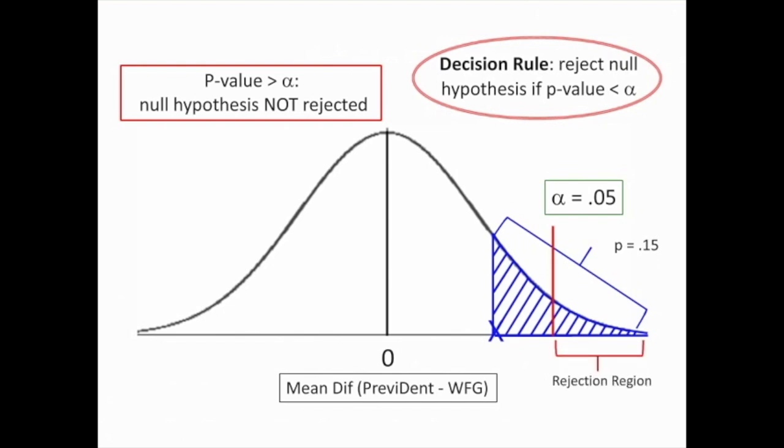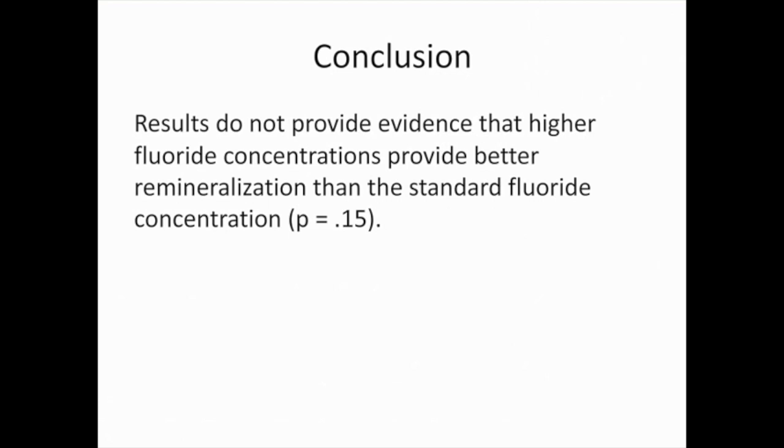Looking at where the test result falls on the distribution, we can also see that it is not in the rejection region, a further indication that the researcher would not reject the null hypothesis. The researcher's conclusion is that the results do not support the research hypothesis. There is no evidence of better remineralization for higher fluoride concentrations.